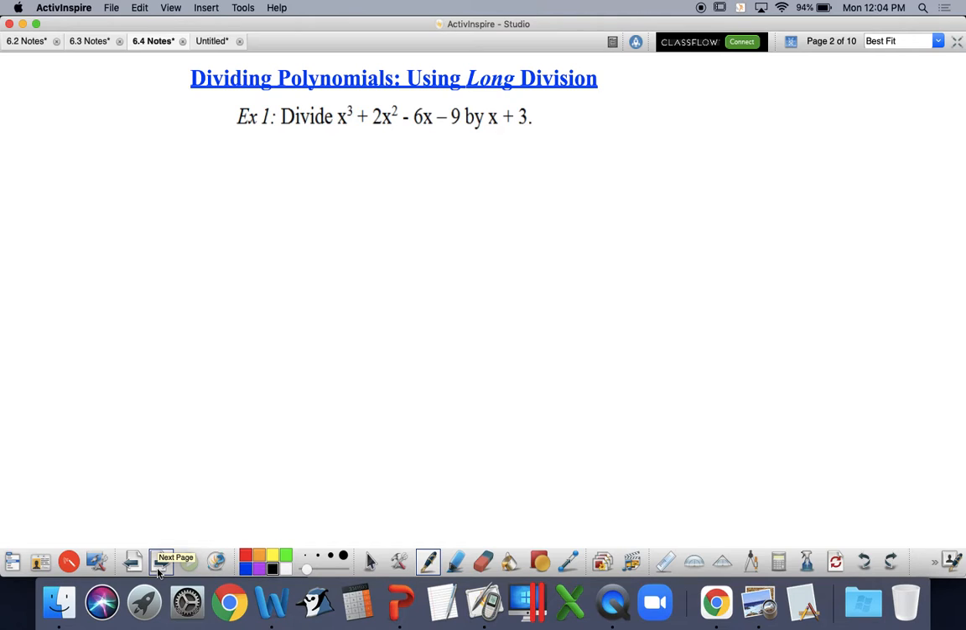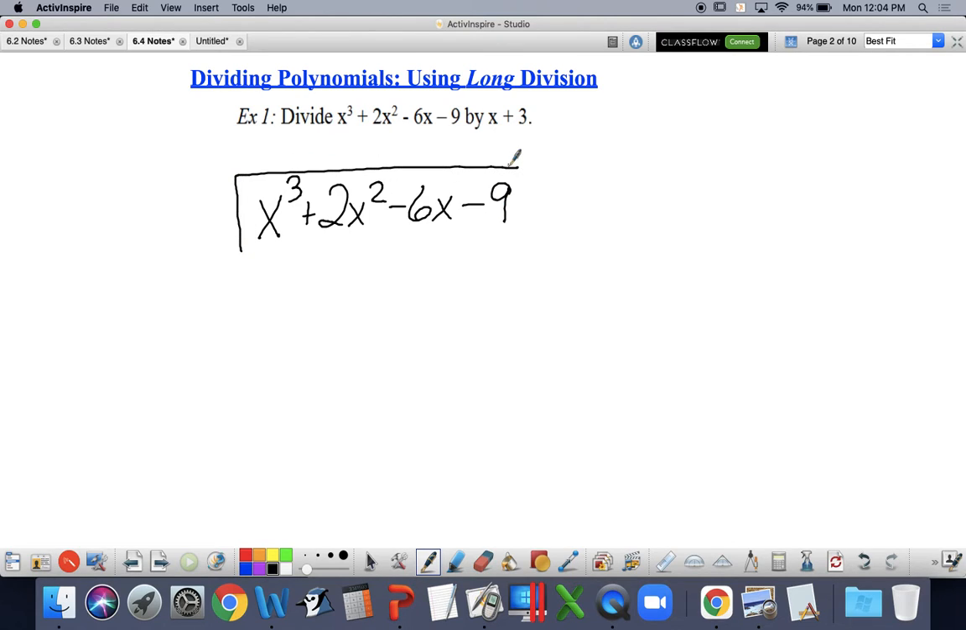Let's look at our first example. We've got a polynomial, and we're dividing by x plus 3. So I'm going to set it up the same way I did with that previous question. I'm going to write it all out. I'm going to divide by my x plus 3.